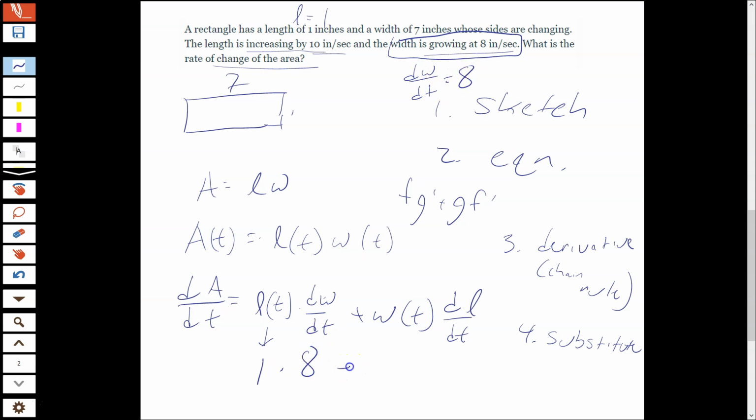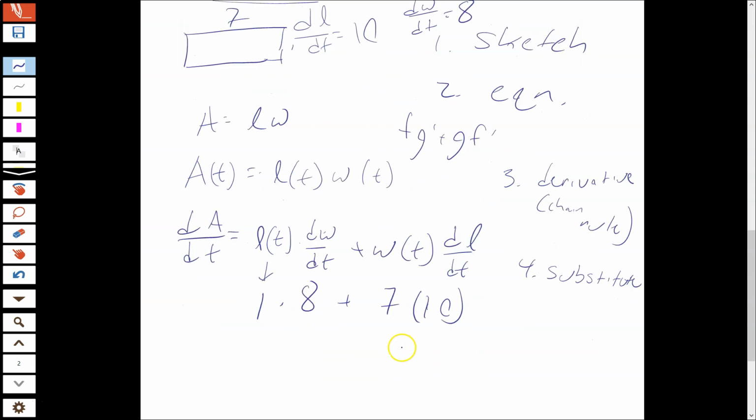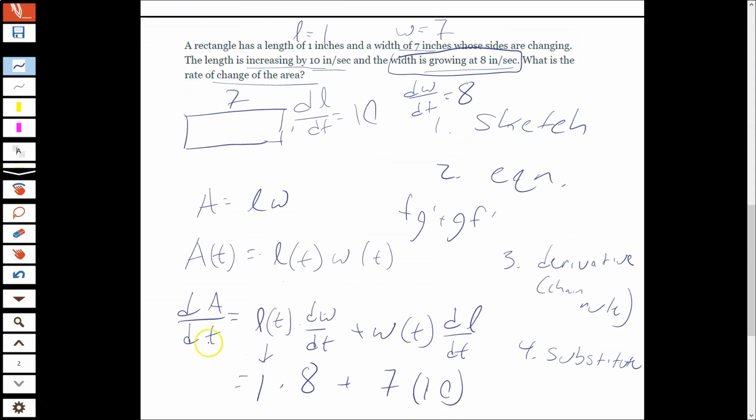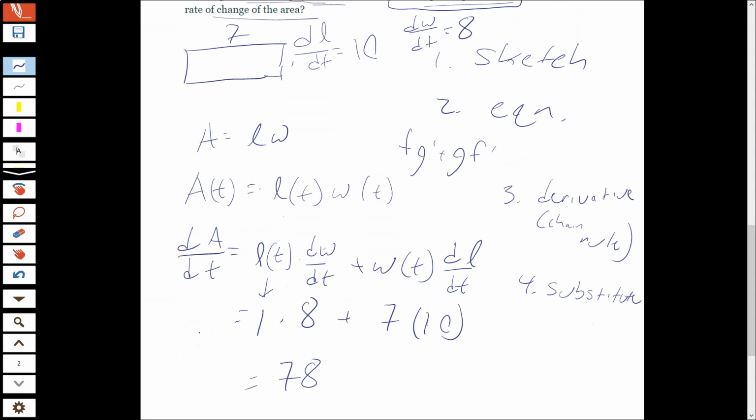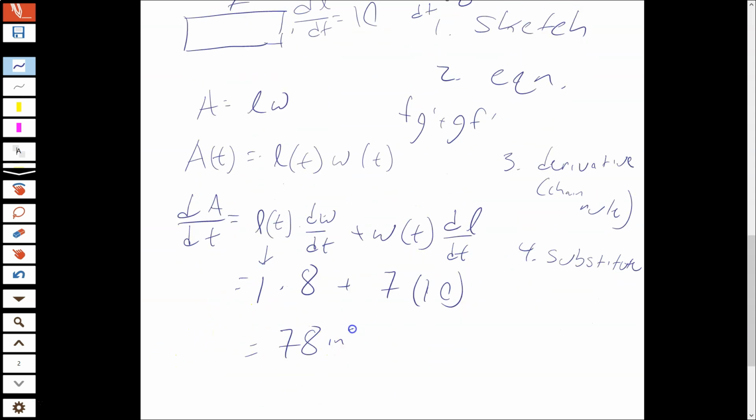So times 8 plus w of t, well, that's just my width. So that is 7 times dL/dt. The length is increasing at 10 inches per second. dL/dt is 10. And then again, I just simplify. So 1 times 8 plus 7 times 10 is 78. And here we're dealing with an area, right? So the area is going to be inches squared per second is my dA/dt.